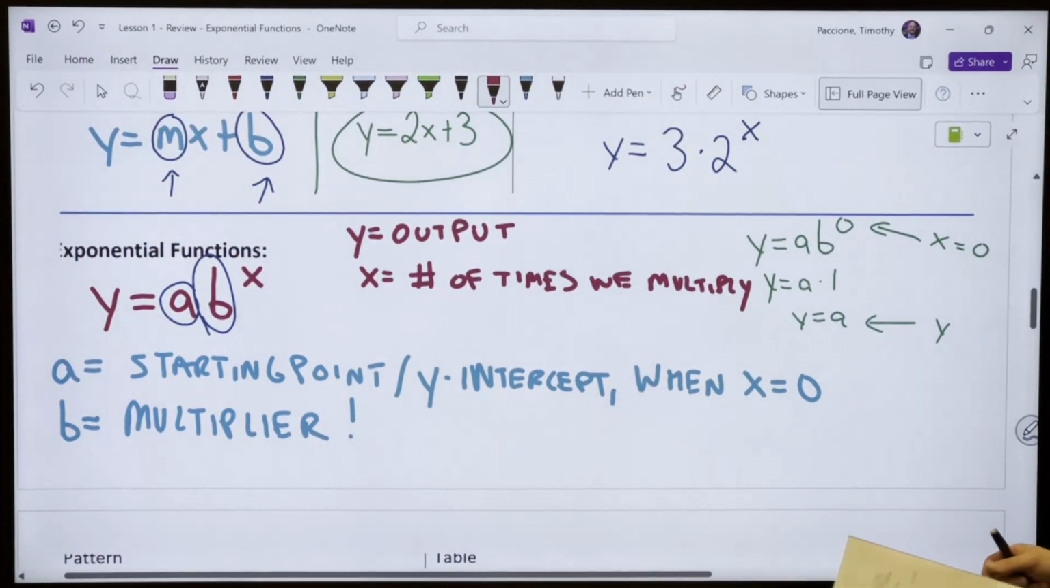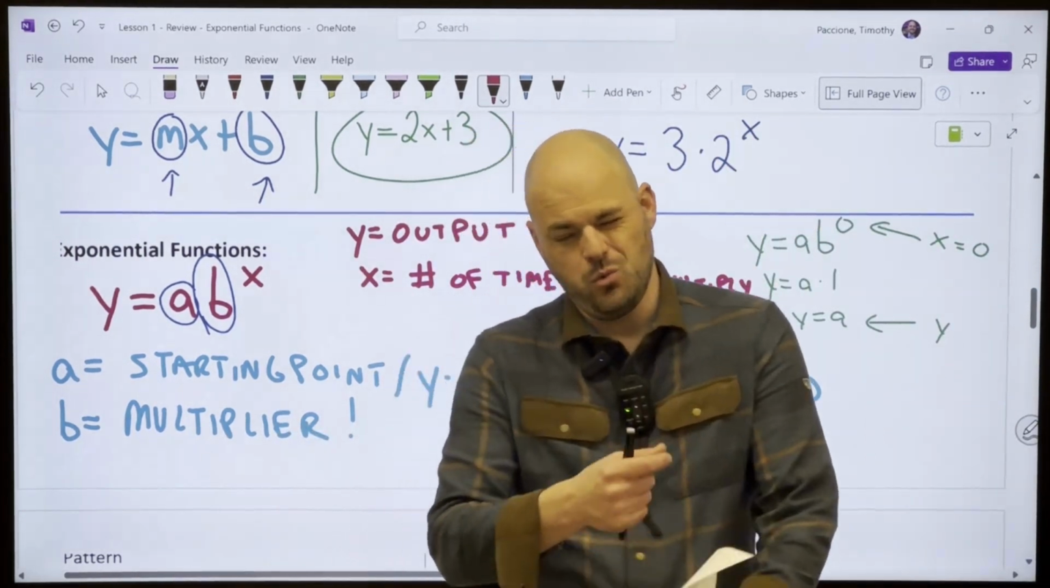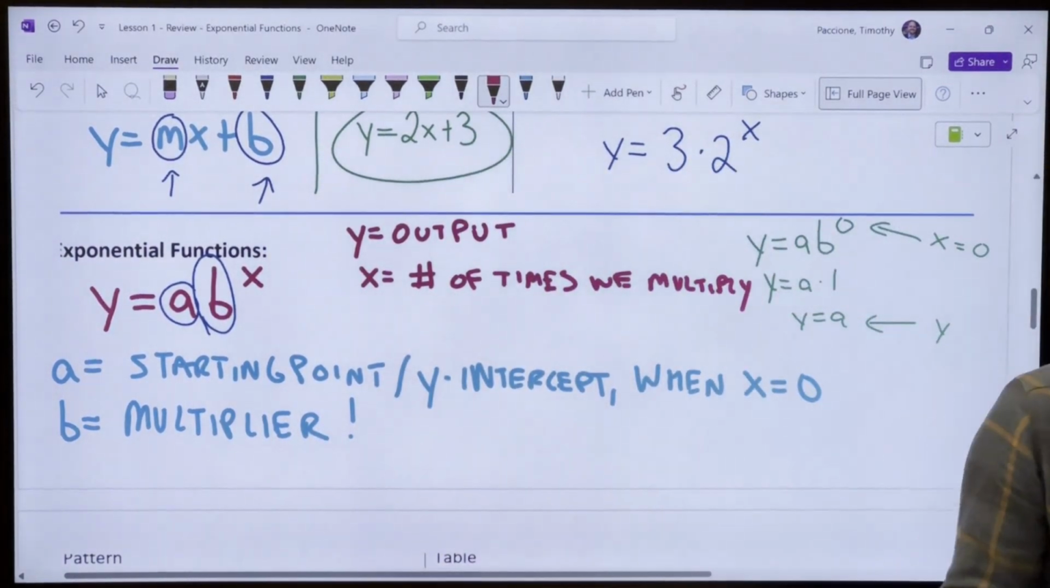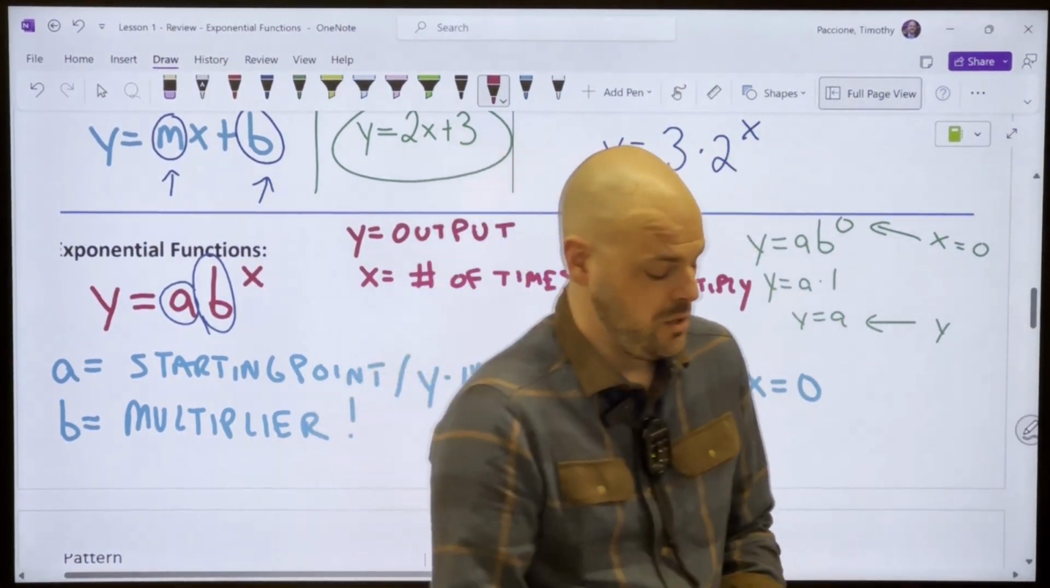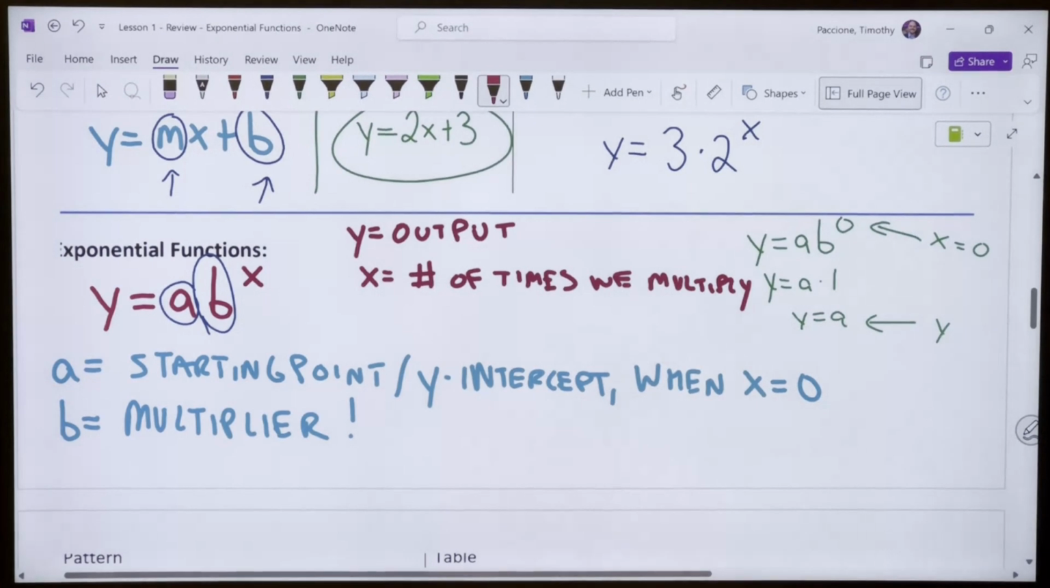All right, so we have these exponential functions. We need to be able to recognize them in 4 different ways: as a pattern, in a table, on a graph, and in a function. So we're going to talk about those ways now.